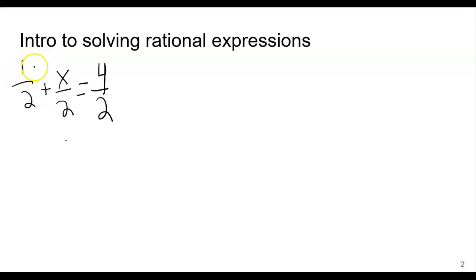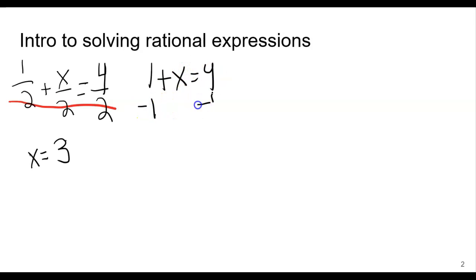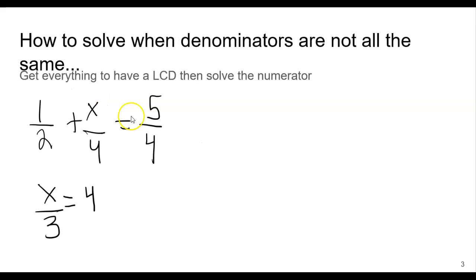If I told you 1/2 plus how many other halves get me 4 halves, you would tell me I need 3 halves, or just 3. So basically, how we can think of it is if the denominators are the same, we can cross them off and then just solve the numerator. Now we ask ourselves, what do we do if the denominators are not the same? We need to get everything to have a least common denominator, and then we can solve the numerator.